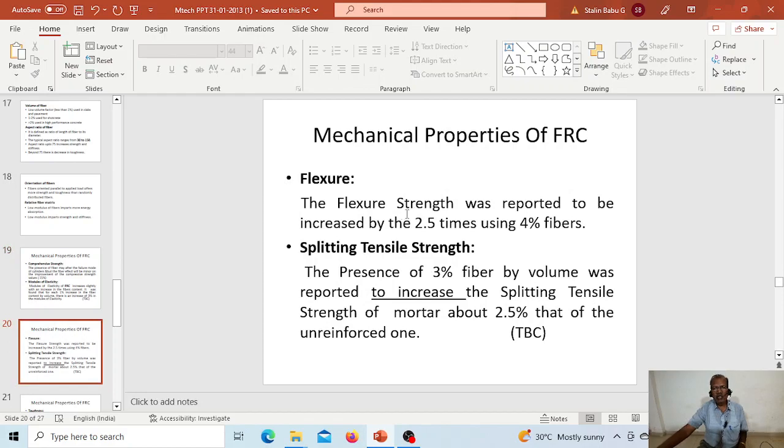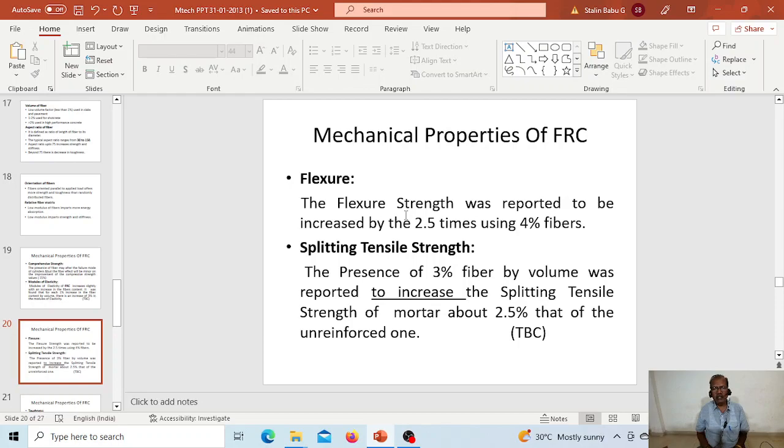Then flexure. The mechanical properties, flexure is one factor. Flexure is nothing but a 2-point load and a single point load. Single point load rupture will give more strength than 2-point load. That is the flexure. The flexure strength was reported to be increased by 2.5 times using 4% fibers.